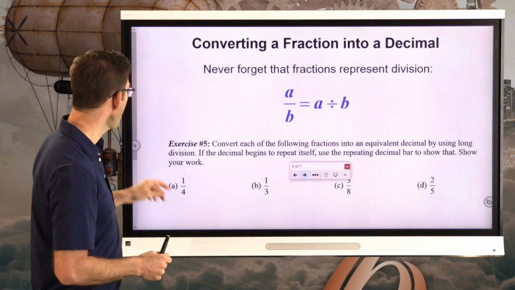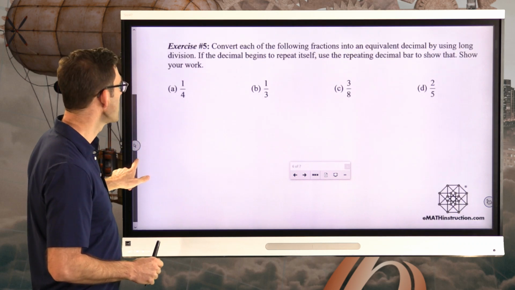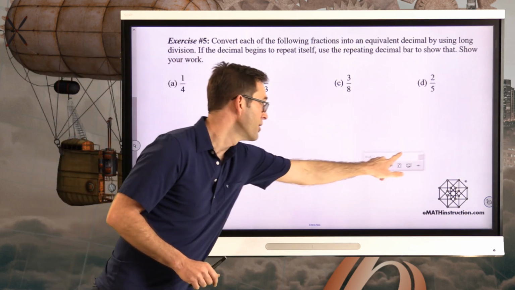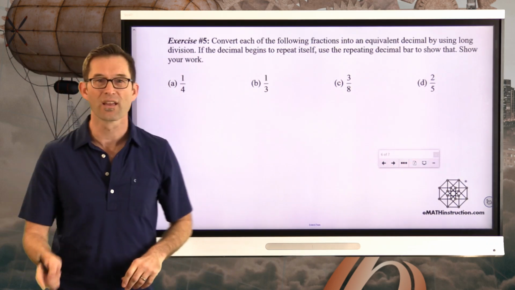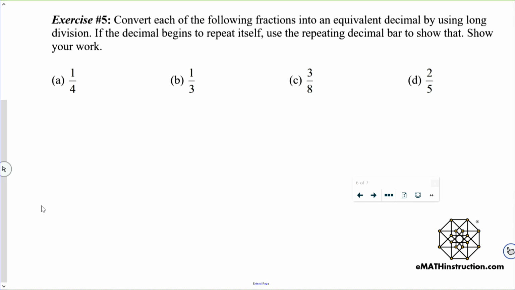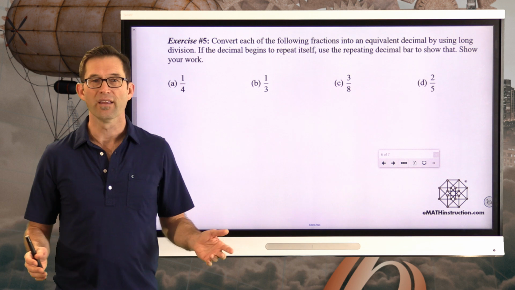So let's take a look at how this is done in exercise number 5 by bringing this way up here. Let's take a look. Convert each of the following fractions into an equivalent decimal by using long division. If the decimal begins to repeat itself, use the repeating decimal bar to show that. Show your work. All right, simple as that.